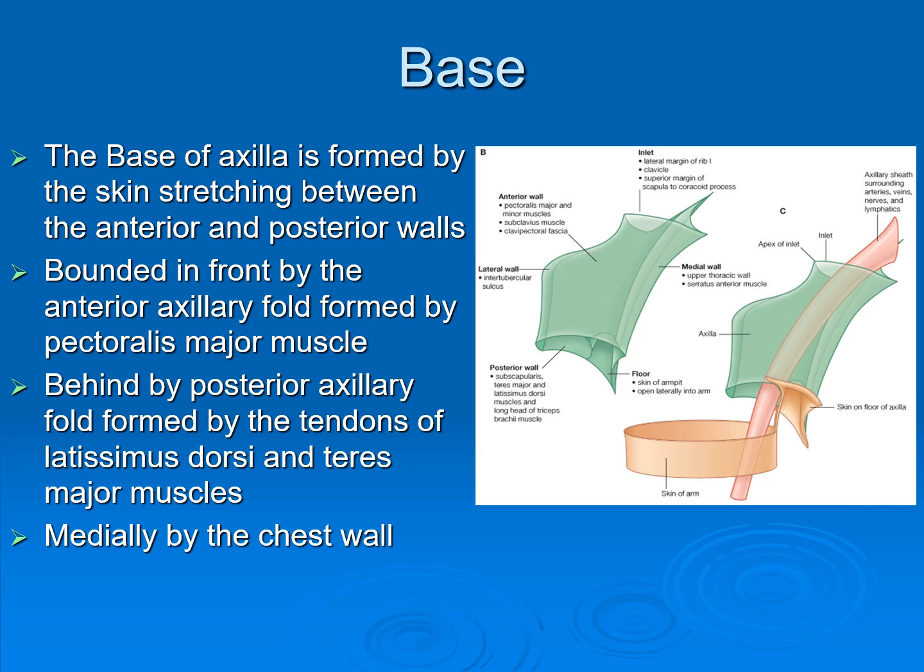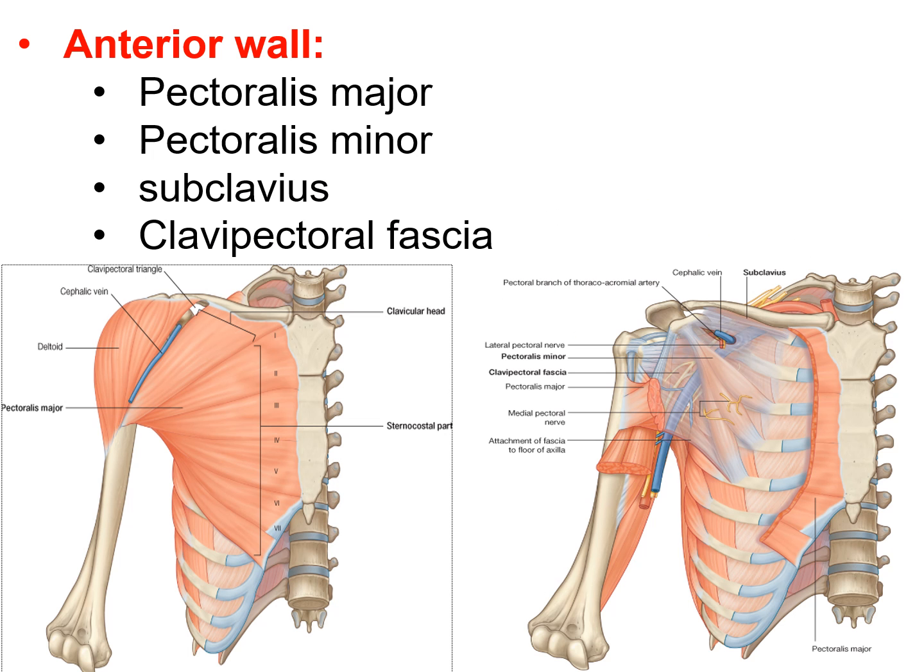So you can appreciate the anterior wall here, and also you can appreciate the posterior walls. You can see that generally the skin covers the medial part, the lateral part, the anterior part, and the posterior part. And just below it, you will find the skin of the arm forms a major part of the base. Then medially, you're going to have the chest wall also forming that base.